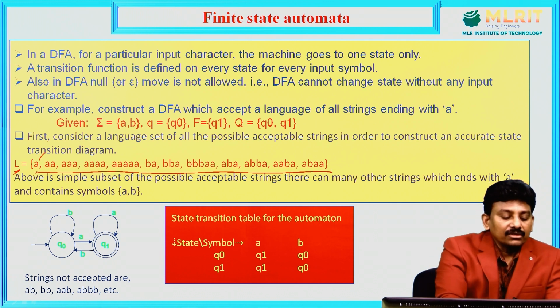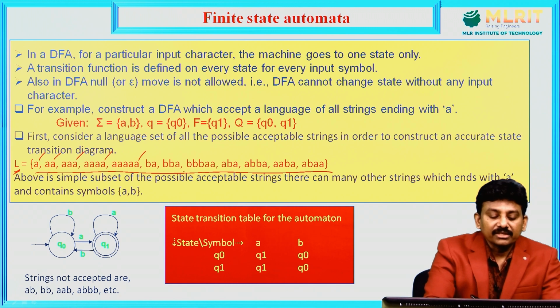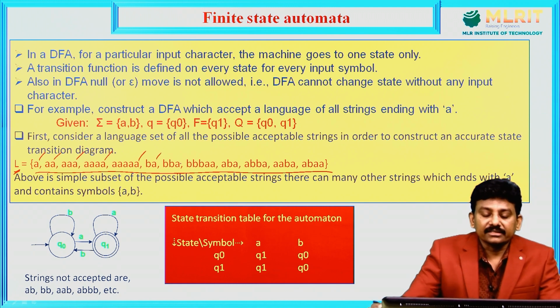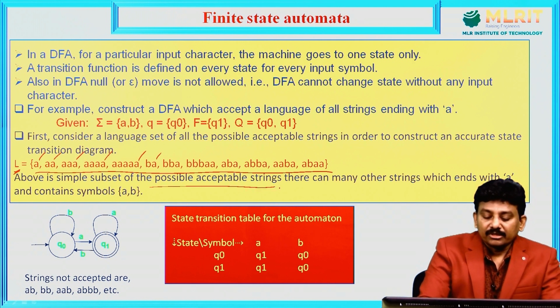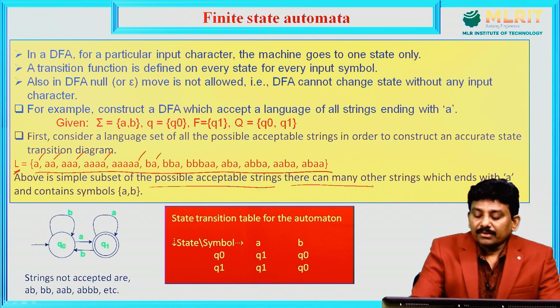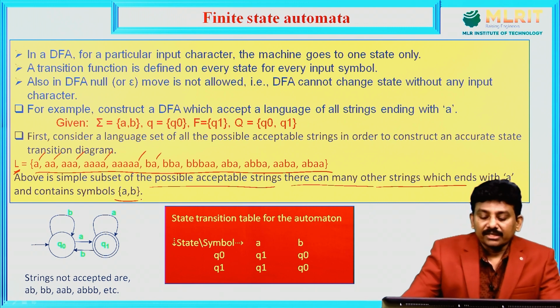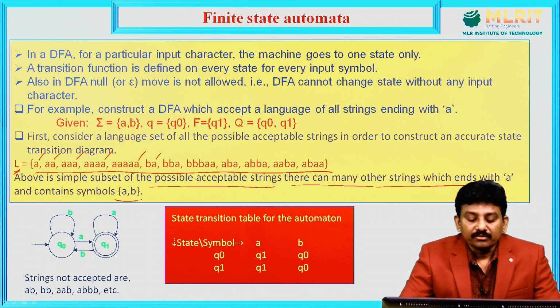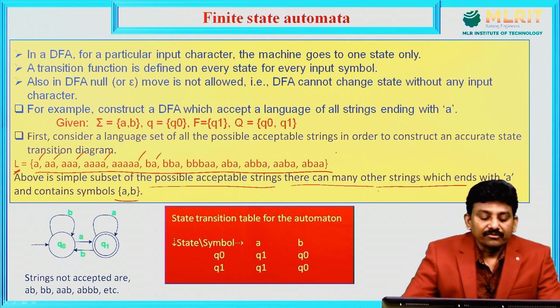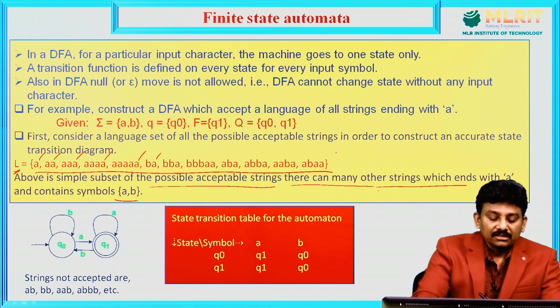Here the string has only one symbol. AA, last symbol is A. AAA, last symbol is A. BA, A is the last symbol, like that. The above is a simple subset of the possible acceptable strings; there can be many other strings which end with A and contain symbols A and B. So many other strings also have last symbol A, but these are some of those strings. For that we need to construct the DFA.